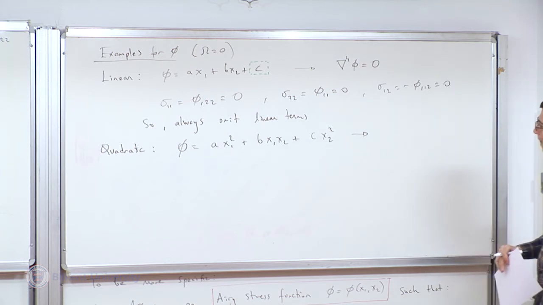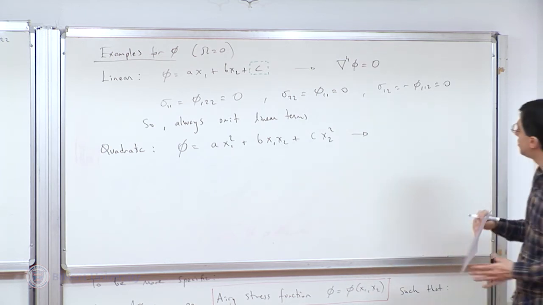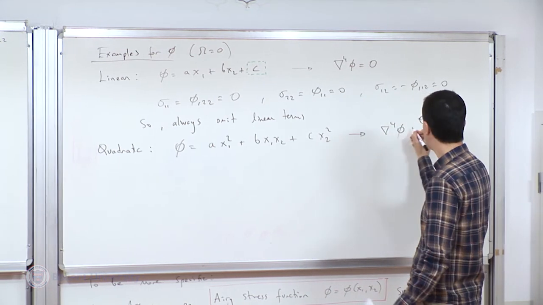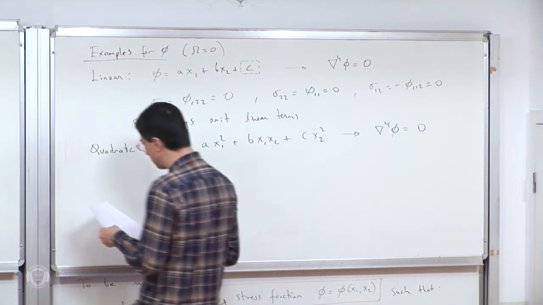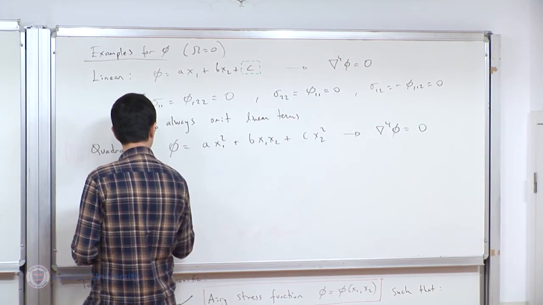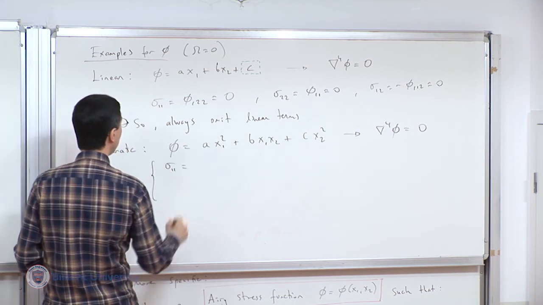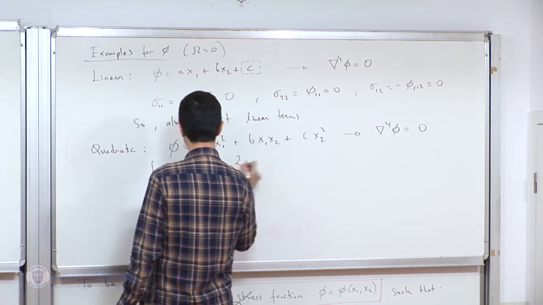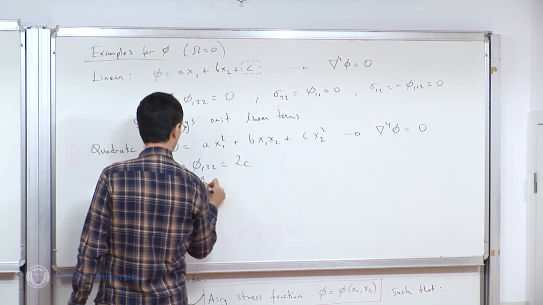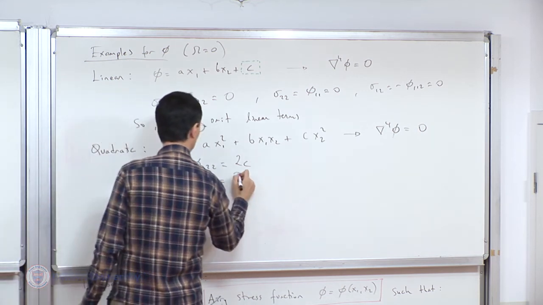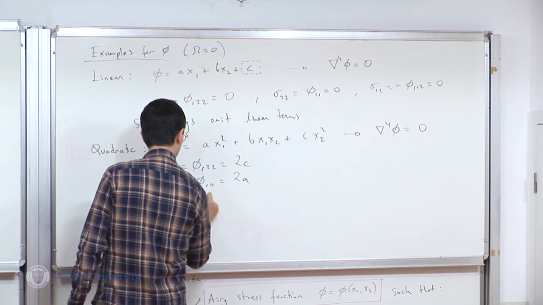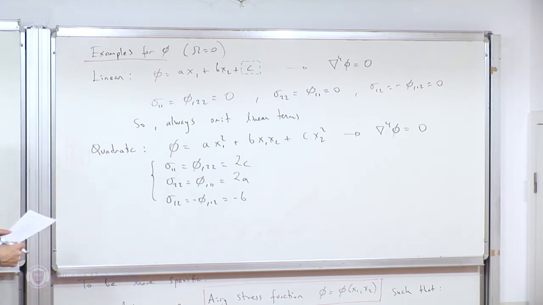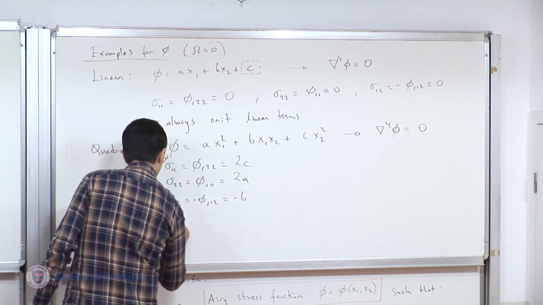That's the second proposal. Again, compatibility requires taking 4 derivatives and is automatically satisfied, so I don't need to worry about compatibility. And now I can calculate the stress field. So sigma 1, again, I will write every time phi comma 2. So we have 2c. Sigma 2 is phi comma 1. It is equal to 2a. And sigma 12 is minus phi comma 12. So it's equal to minus b. Okay? So this is a uniform stress field.